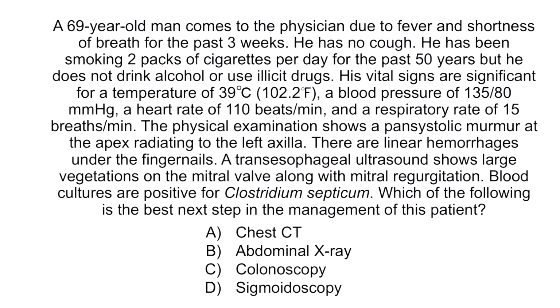So now let's discuss why the other options are incorrect. Options A and B are incorrect because a chest CT and abdominal X-ray are not helpful for detecting colorectal cancer. Finally, option D is incorrect because sigmoidoscopy allows for inspection of only the sigmoid colon, and you're only going to use that as a screening tool. And again, it's not as ideal as the colonoscopy. After all, the colorectal cancer in this patient may be anywhere along the colon, so you need to do the full colonoscopy. And that concludes our lecture on colonic polyps and colorectal cancer.